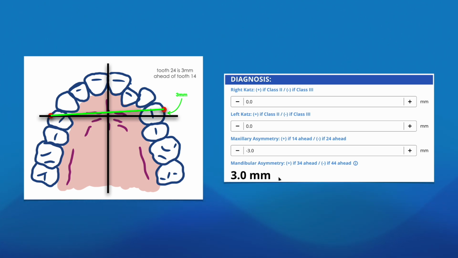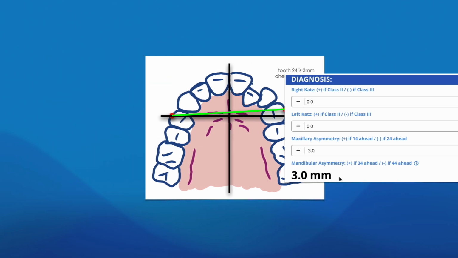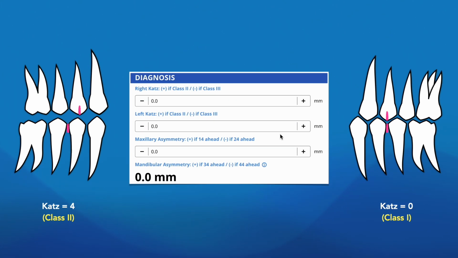Notice that the mandibular asymmetry is automatically calculated based on the previous 3 inputs because the 4 values are all pieces of the same puzzle. To clarify this concept, let's consider a half cusp class 2 subdivision right patient with a CATS of plus 4 on the right and 0 on the left. In this case, the asymmetry could be all in the mandible with 4 millimeters ahead. It could be partially in the mandible and partially in the maxilla, or it could be all in the maxilla with tooth 1-4, 4 millimeters ahead.